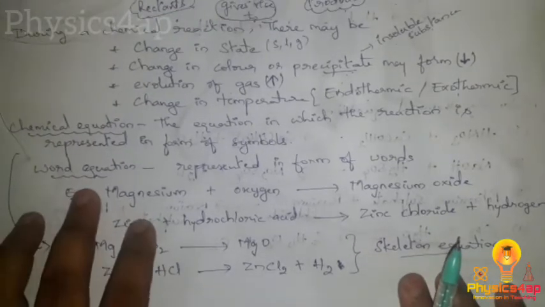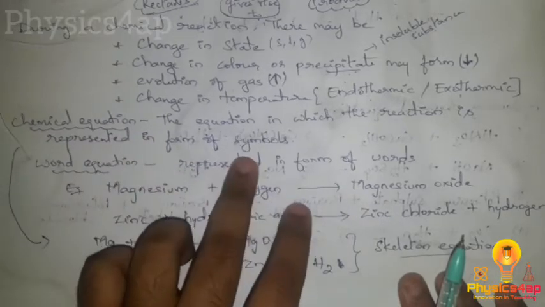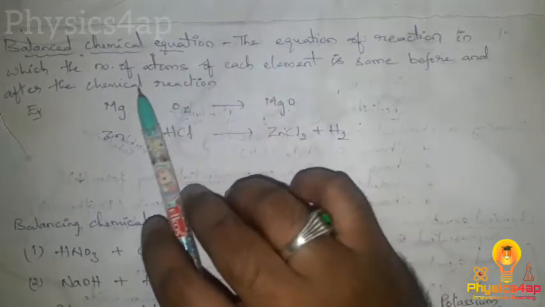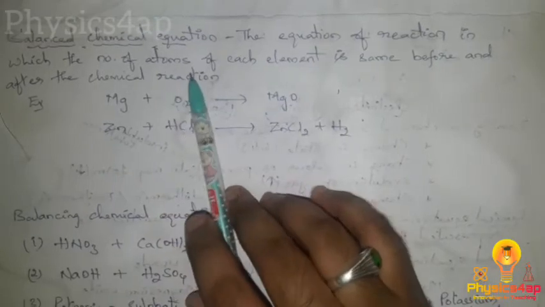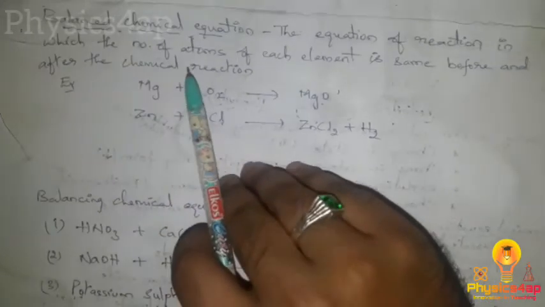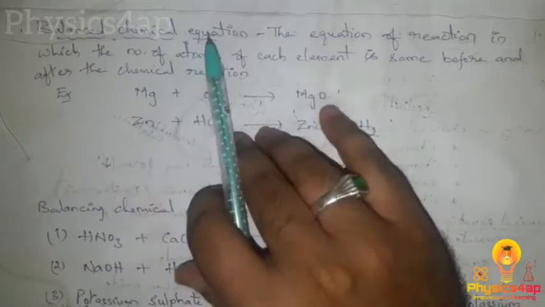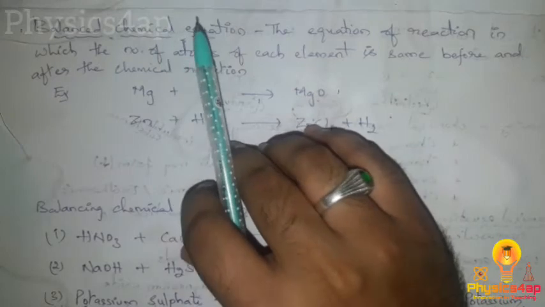We have discussed the word equation, which is represented in the form of words, and the chemical equation, which is represented in the form of symbols. Now coming to the balanced chemical equation. A balanced chemical equation is the equation of a reaction in which the number of atoms of each element is the same before and after the chemical reaction. Only then is it called a balanced chemical equation.